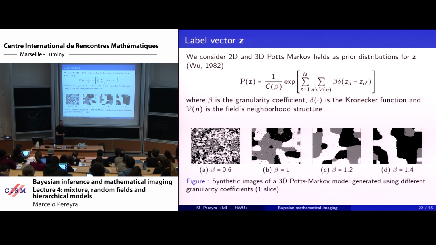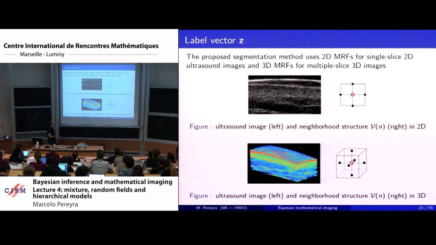And if I draw samples from this model, then I get things that might look like this. If beta is very small, I get very little spatial coherence, and as you let beta increase, you get more and more spatial coherence. And a question that we'll have to address at some point is how to choose beta, but we'll talk about that later.